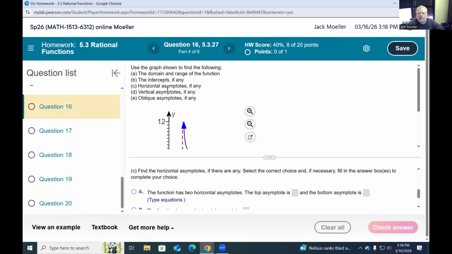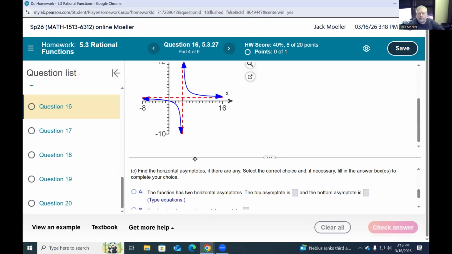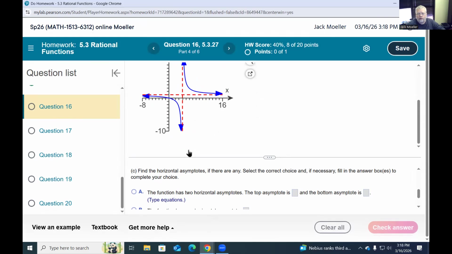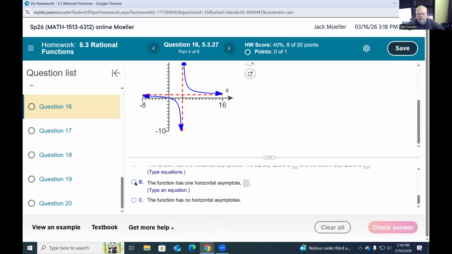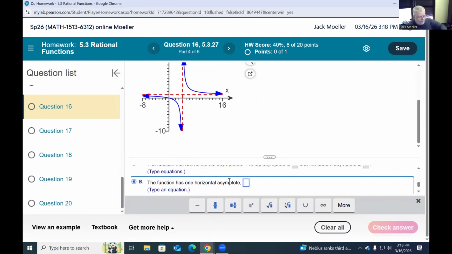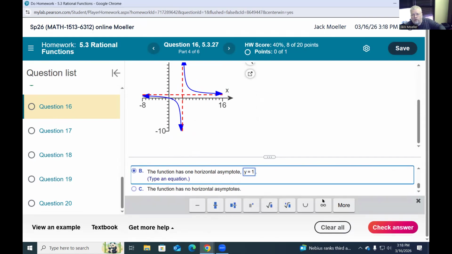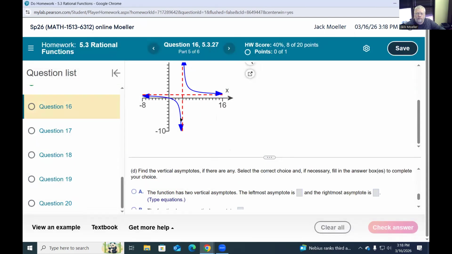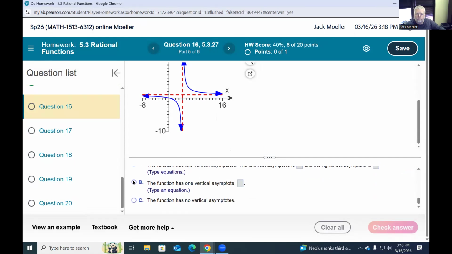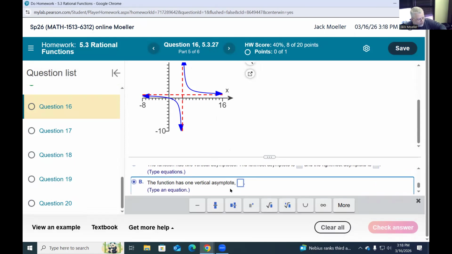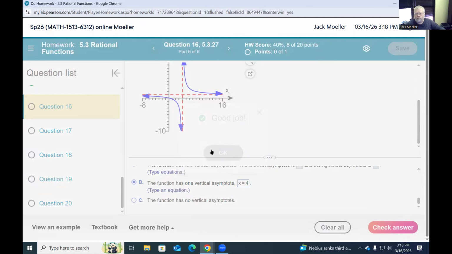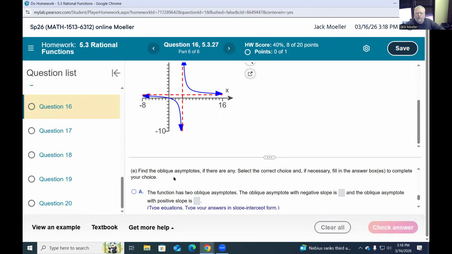Okay, so now what do they want? They want the horizontal asymptotes. It's kind of weird they asked for the horizontal first, but horizontal asymptote, well, we've already figured that out. There's one at y equals 1. Don't forget the y equals. And then they want the vertical asymptote, which we already found at x equals 4, and there's only one of them. There's only one split in the graph. Now remember, if there's a horizontal, there is no oblique.